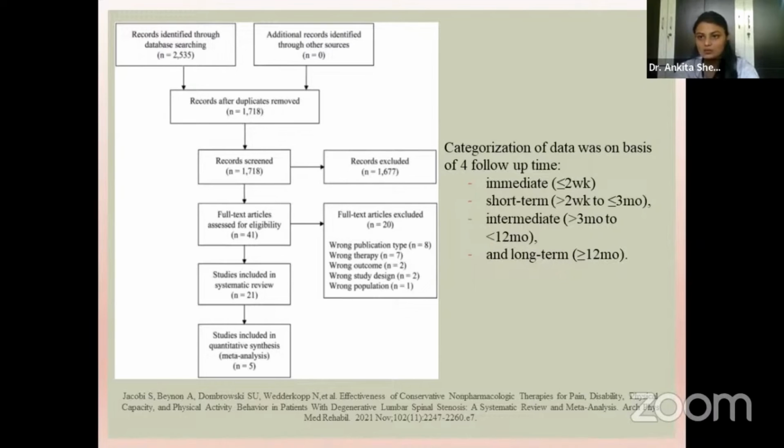It was immediate, which is less than 2 weeks of follow-up time. Short term, from 2 weeks to 3 months. Intermediate, from 3 months to 12 months. And long term, which was more than 12 months.